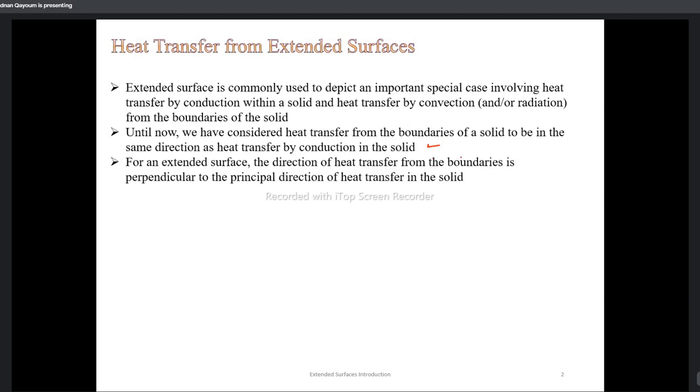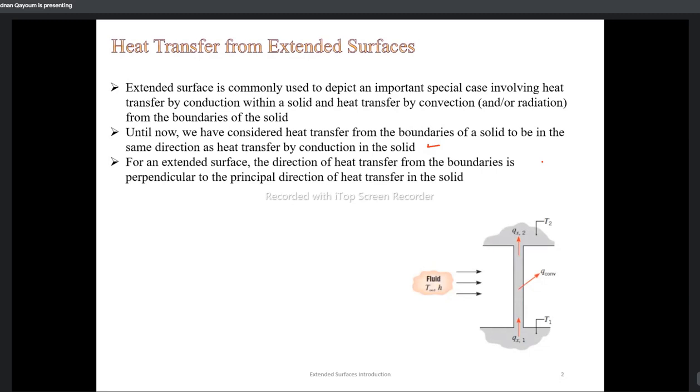The direction of the boundaries is perpendicular to the principal direction. This is the principal direction of heat flow. Now, if you put a surface like this, then you can have heat flow in this direction also. So this is a secondary direction. I just try to see what we have.